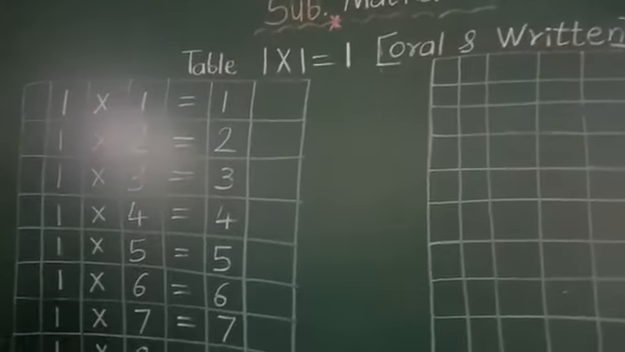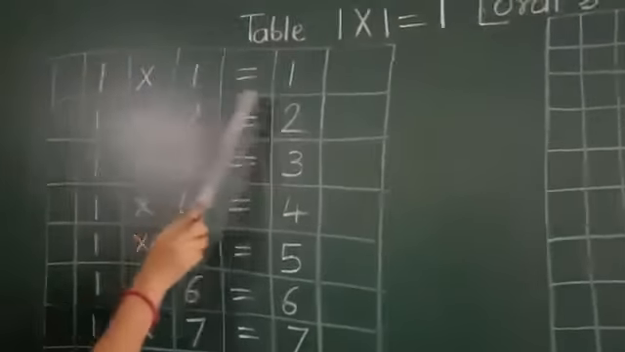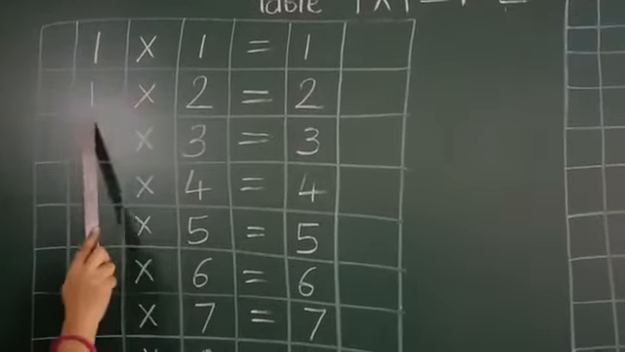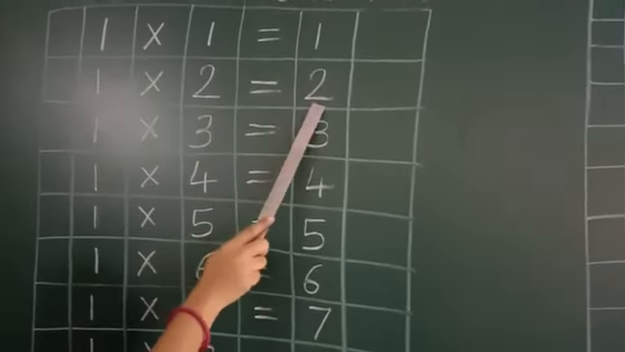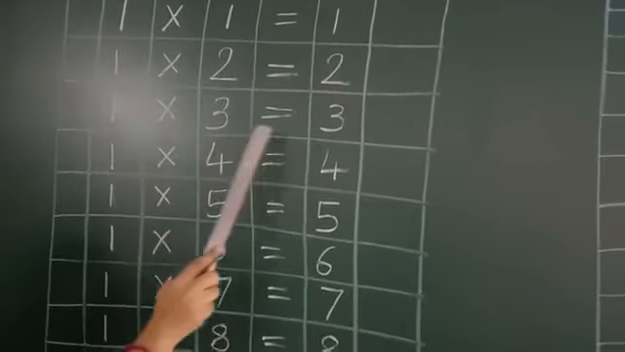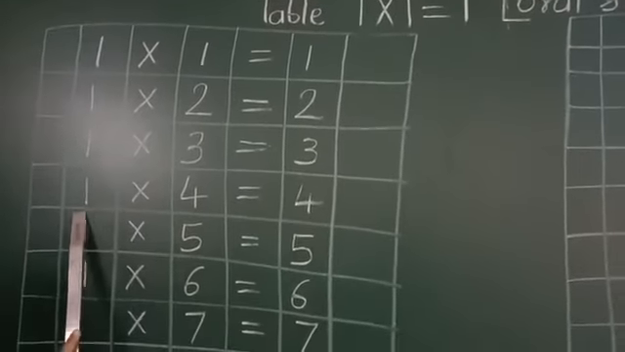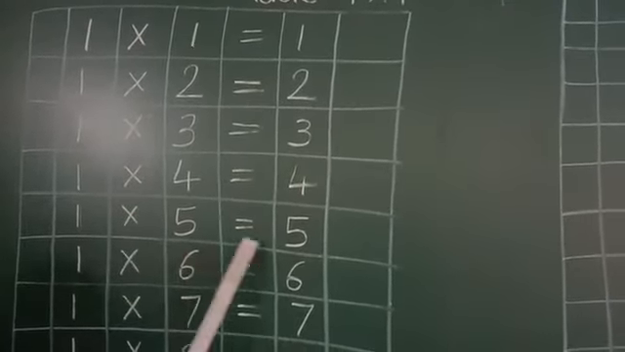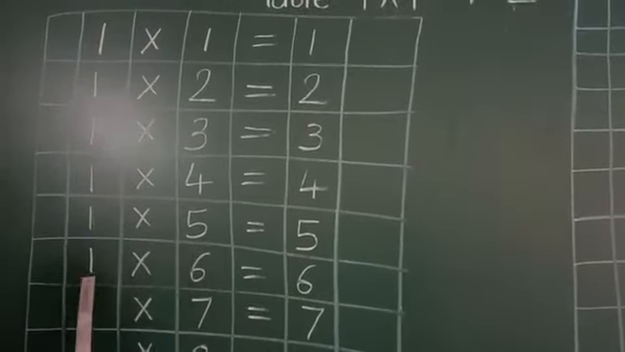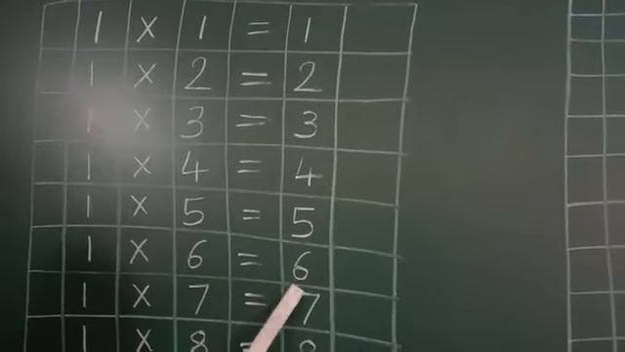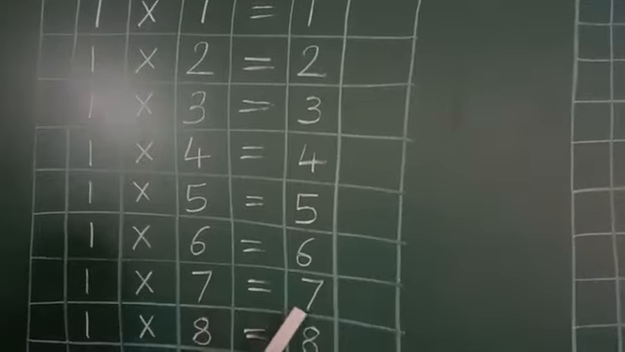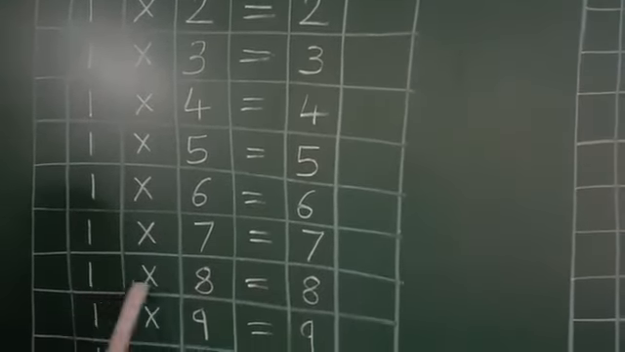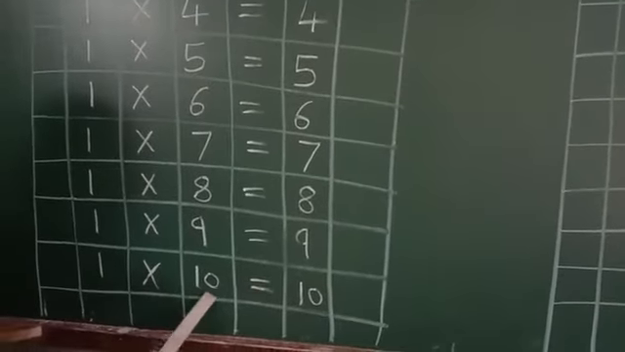Let's start. 1 one za 1, 1 two za 2, 1 three za 3, 1 four za 4, 1 five za 5, 1 six za 6, 1 seven za 7, 1 eight za 8, 1 nine za 9, 1 ten za 10.